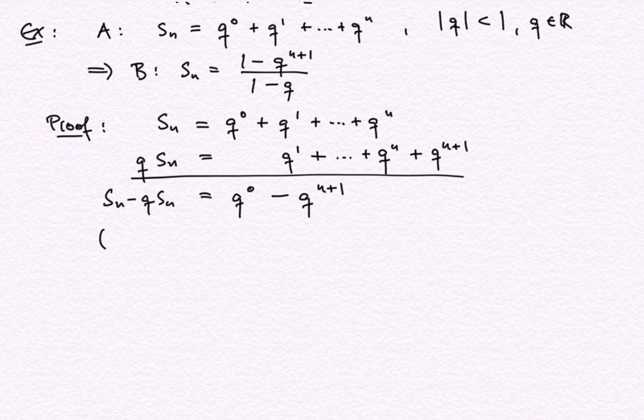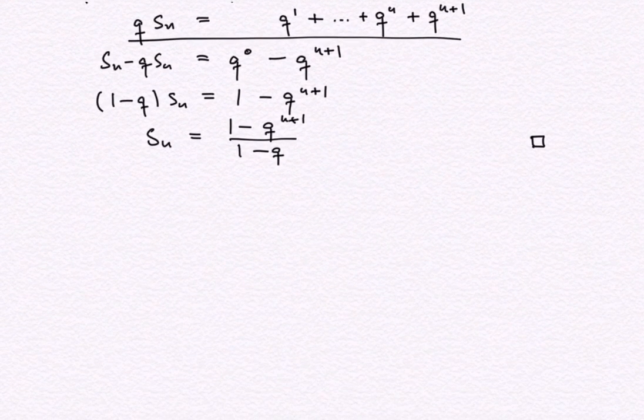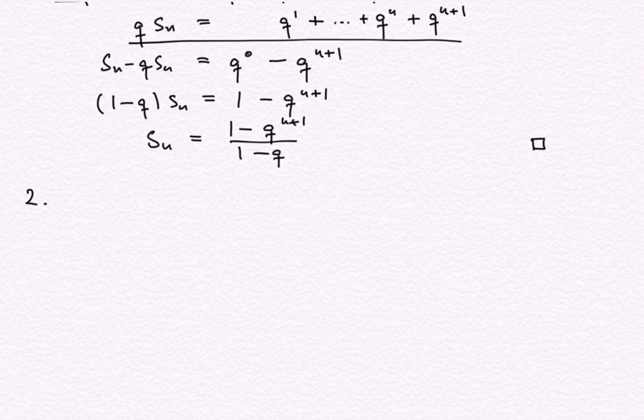Now I can write the left-hand side as 1 minus q times S_n, and I can write q to the power of 0, of course, as 1. This would be statement A3, and now I can write S_n as 1 minus q to the n plus 1 divided by 1 minus q, and that would be statement B. And there my proof ends. And it's also always nice to let your reader know that potential text that is following after this is not part of the proof, so as not to confuse them.